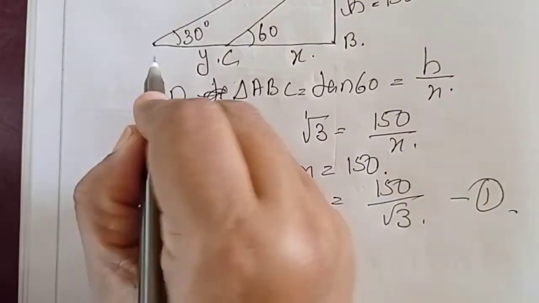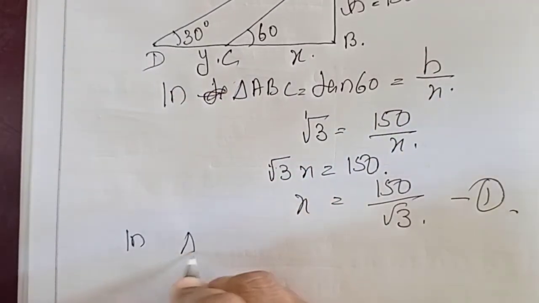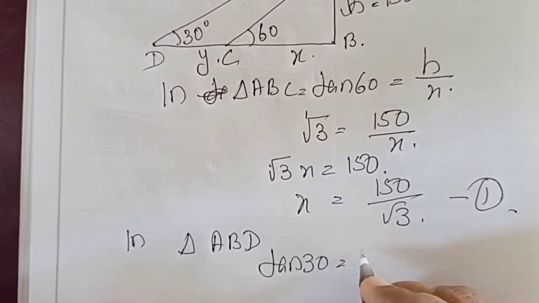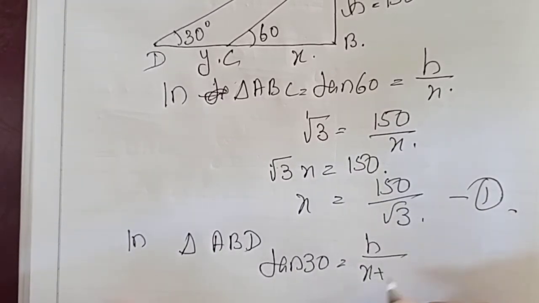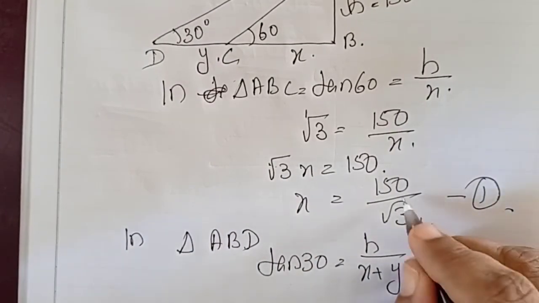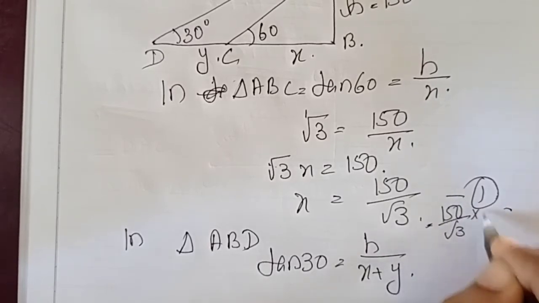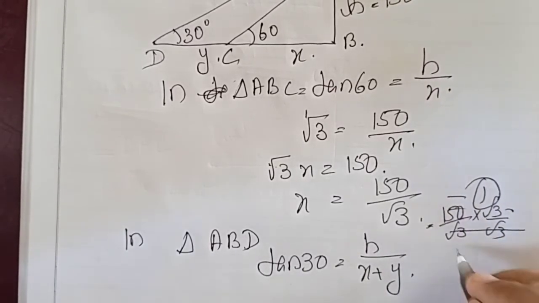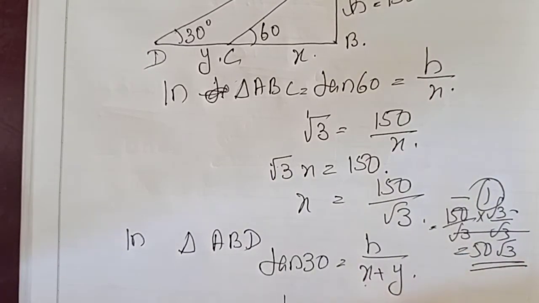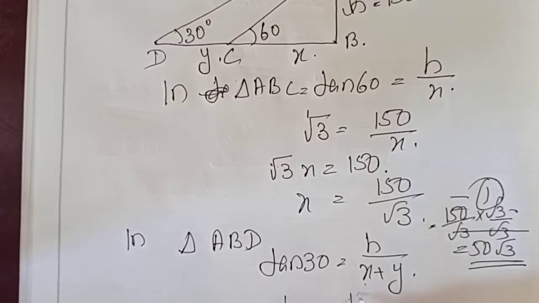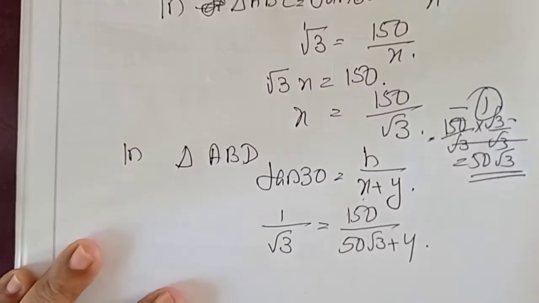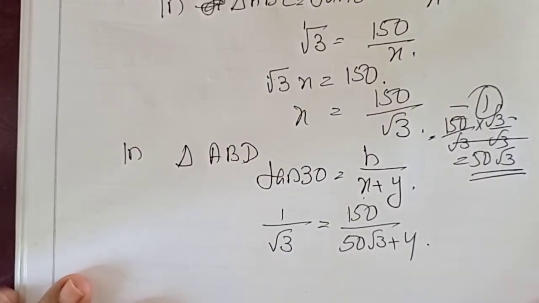Then take the triangle ABD. Tan 30 is equal to H by X plus Y. You can simplify this: 150 by root 3 into root 3 by root 3 is 50 root 3. That is for easy calculation, right? X is 50 root 3. So 1 by root 3 equals 150 by 50 root 3 plus Y. Understand the step? Look at the board. Is it clear?